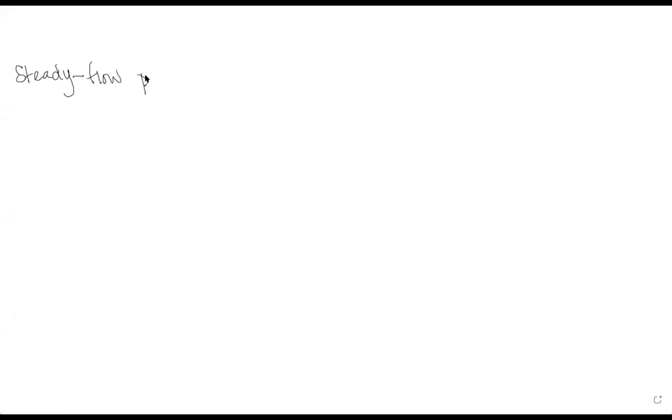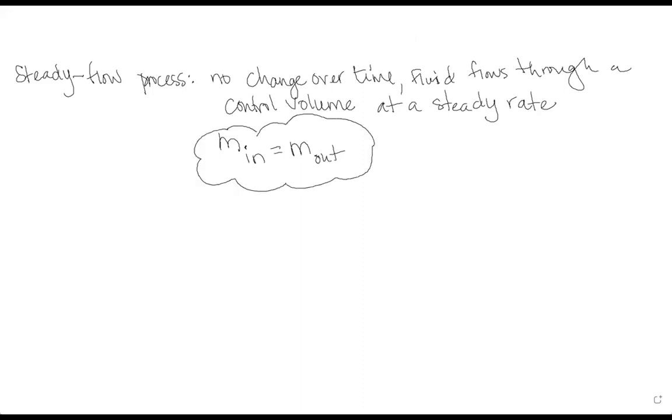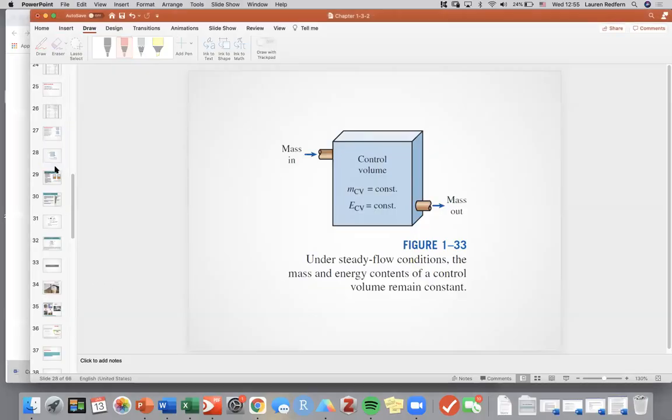Steady flow process is where there's no change over time. And a fluid flows through a control volume at a steady rate, steady or unchanging rate. And the main way we represent this is the equation mass coming in is equal to mass coming out. So at a steady state system, the mass coming in is equal to the mass coming out. That's a major concept. So when we come back to our PowerPoint here, we can see once again, mass coming in is equal to mass coming out for steady state systems.